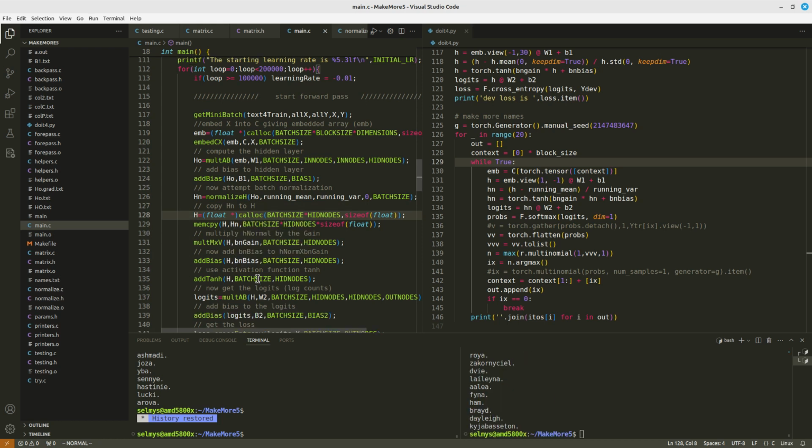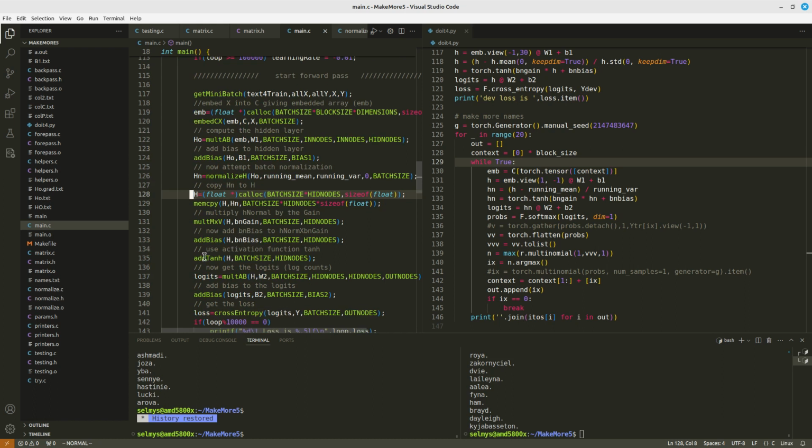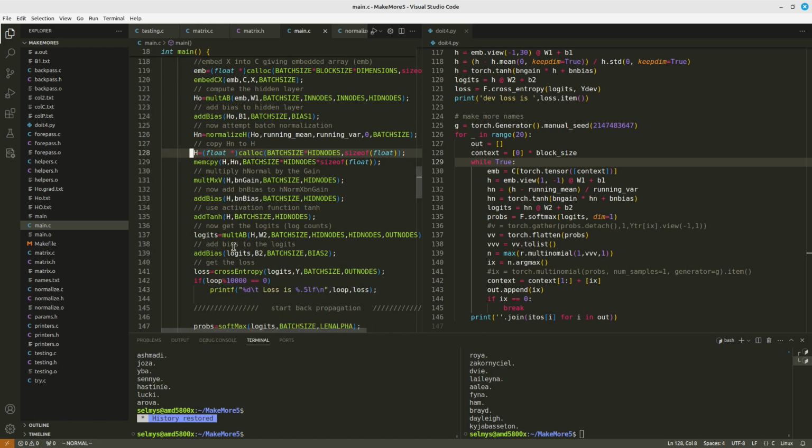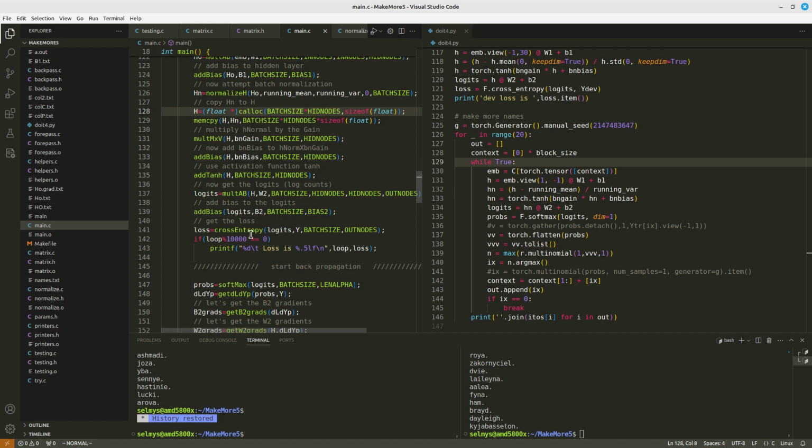Okay. And then I do the activation. I get the logits. I compute the loss with cross entropy, and then I can start my back propagation. Okay, so I won't bother with that. Back propagation is going to be the next topic here. But let me go through here. Oh, I also, I guess I can show you that.